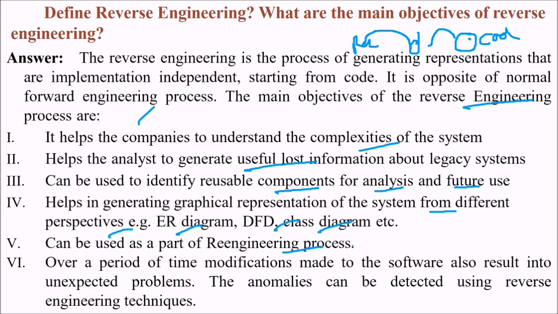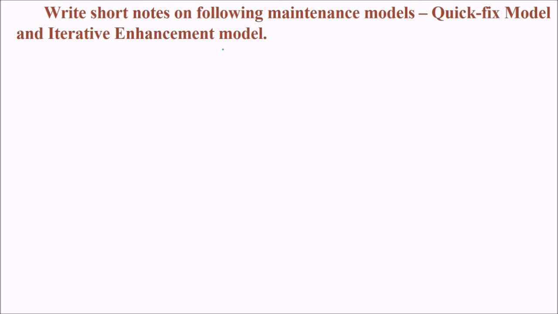Actually, re-engineering is reverse engineering plus forward engineering. Reverse engineering is backward engineering, coming back to the requirements from the code and then going again from requirements to the code. Over a period of time, modifications made to the software also result in unexpected problems, so the anomalies can be detected using reverse engineering techniques, to see what was there and how to solve them.